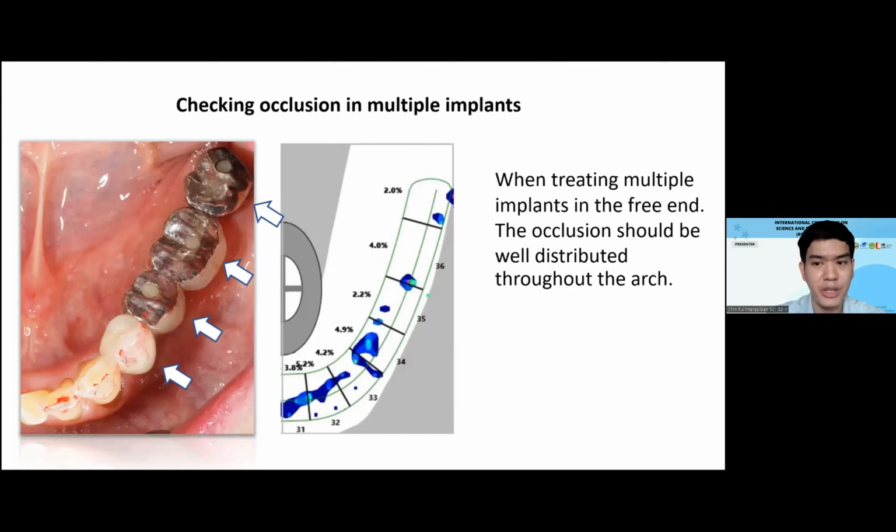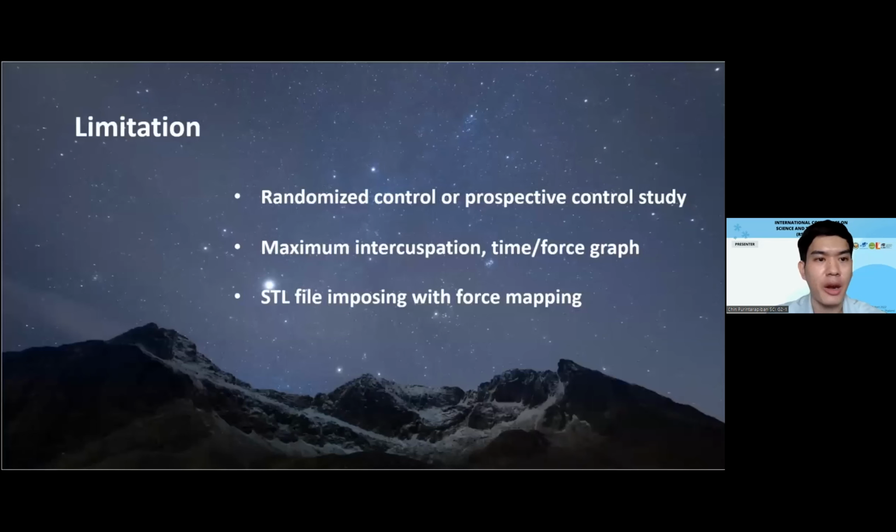So when checking the occlusions in the multiple implants that were replaced, for example, in these patients, we have P3 and P10 patients which had implants replacing both premolar and molar. It's harder to adjust the occlusion accordingly, and we might have to check all the occlusion throughout the arch to get a well-distributed occlusion force. So it's pretty hard to get there, but it had to be done.